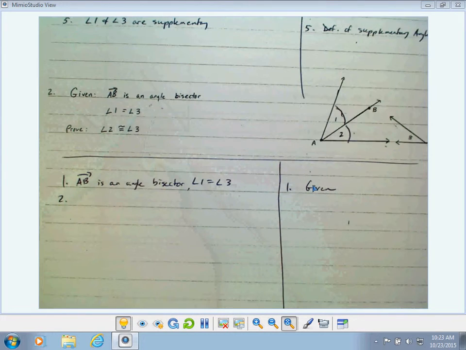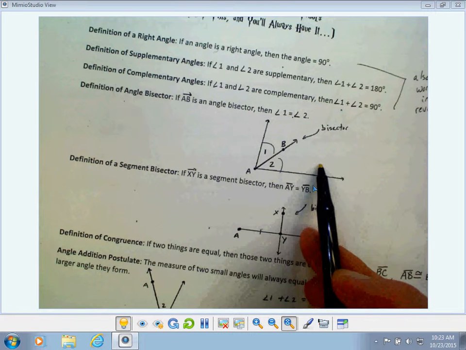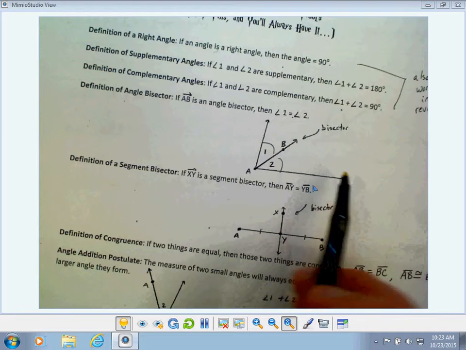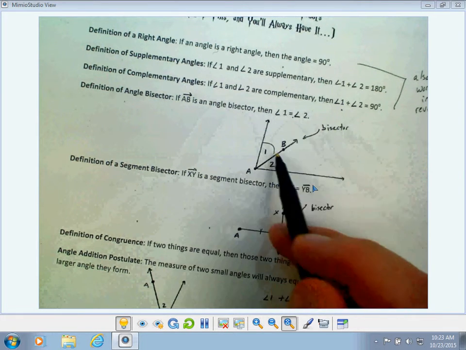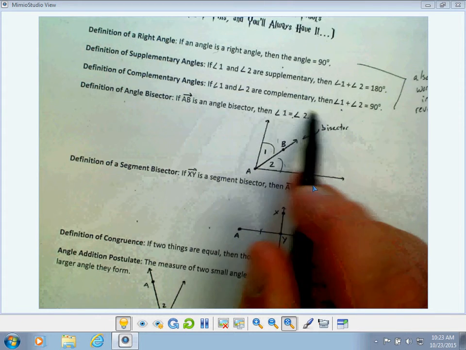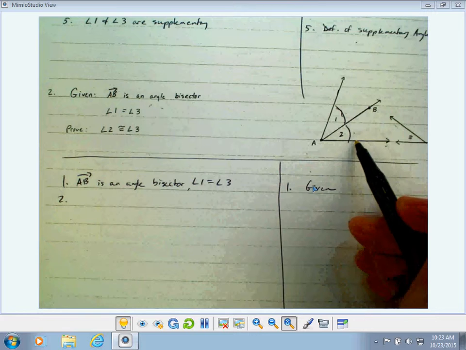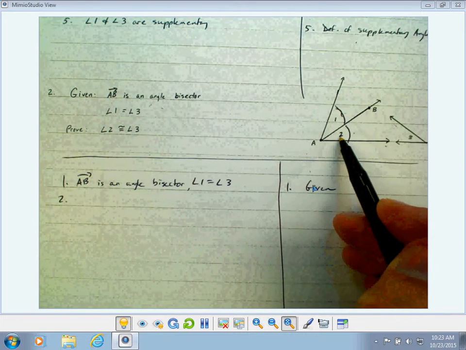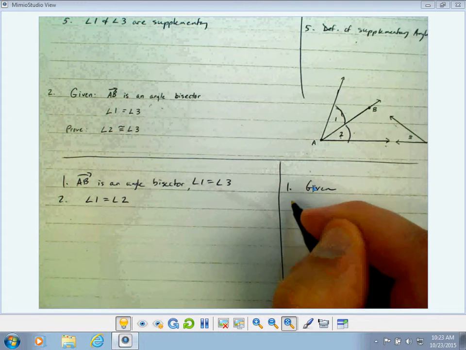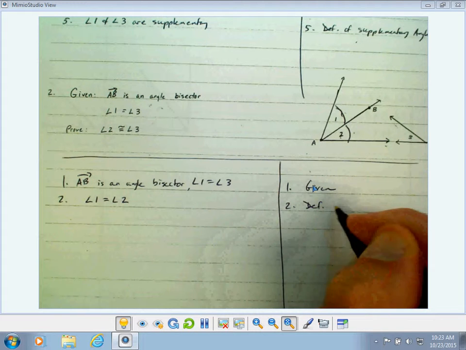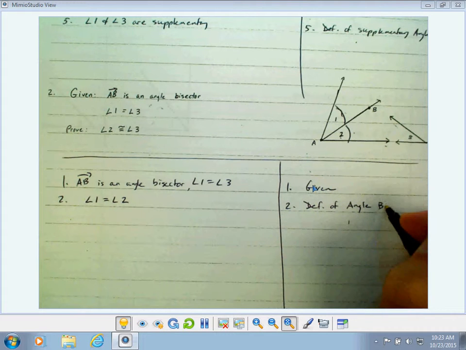So again, if you look at the theorem list, this is on here, and it actually uses the same exact letters. If AB is an angle bisector, we know it is, then angle 1 equals angle 2. That means I can write angle 1 equals angle 2. So in this diagram, it's actually the exact same picture. So angle 1 and angle 2 are equal. That's my start to this proof. And that comes from the definition of an angle bisector.